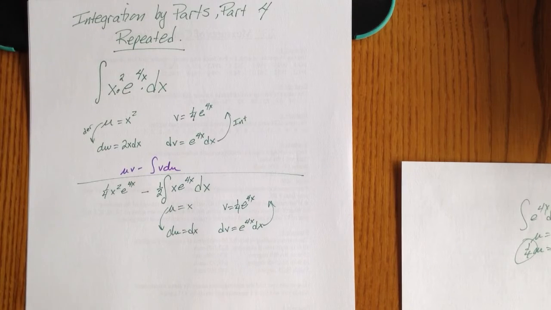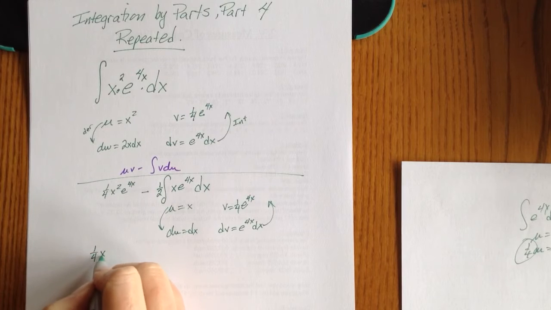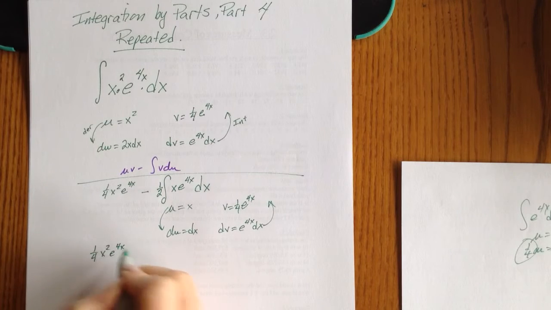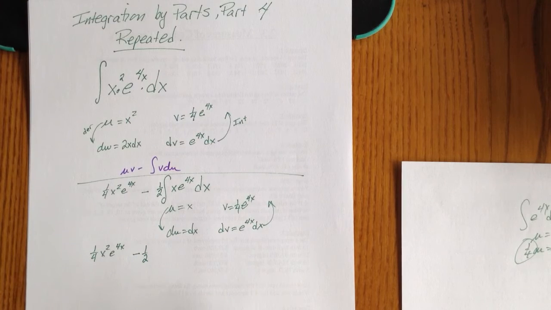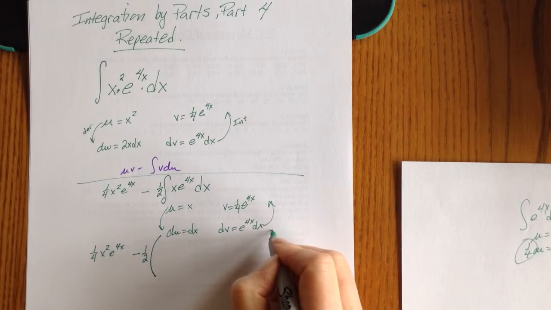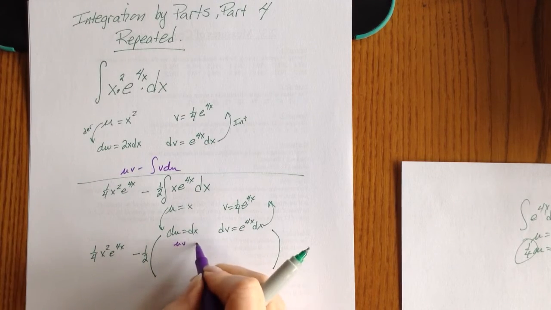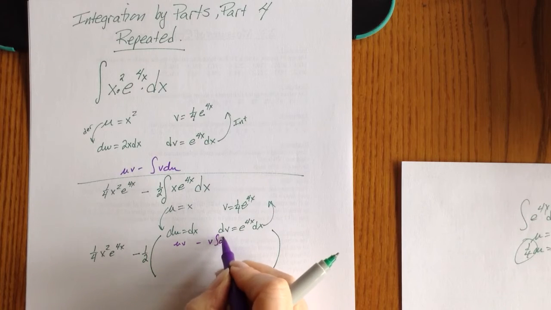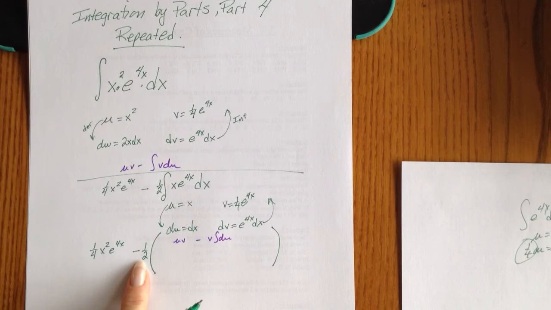All right, now let's be careful here. First term, bring it down. Negative 1/2 scalar. Now this is where it gets complicated, especially if you cannot distribute and you know who you are. Ready? Times the whole uv minus the integral of v du. That's right, we're going to have another uv minus the integral of v du. And we're going to put that all in the parentheses, all multiplied by the negative 1/2.